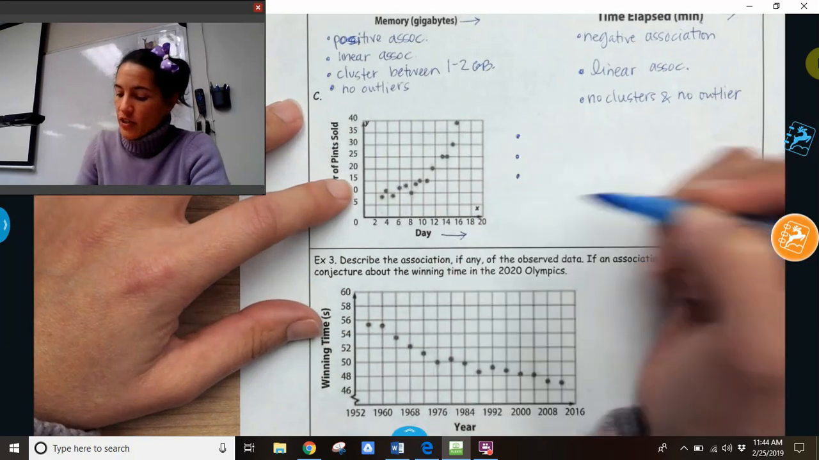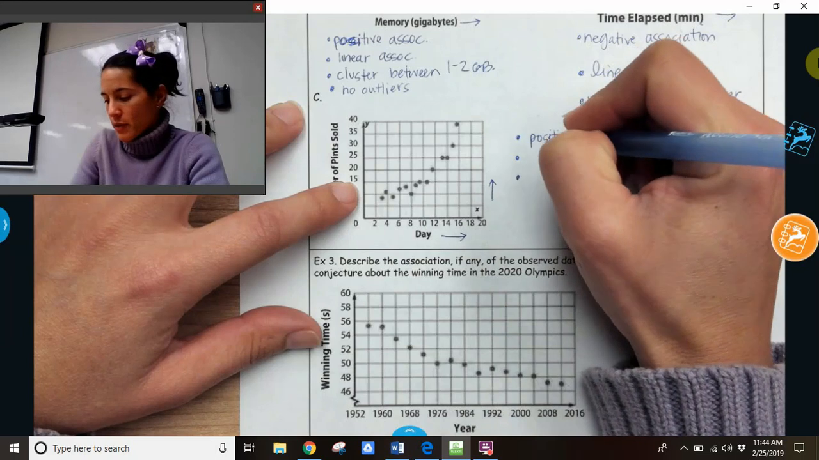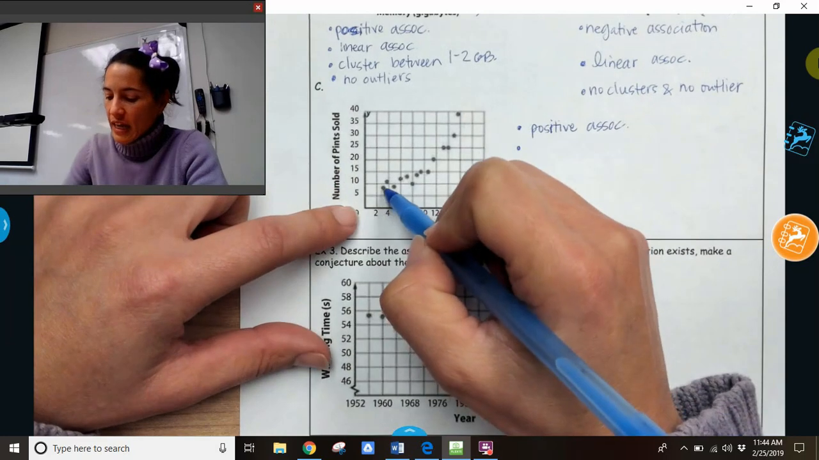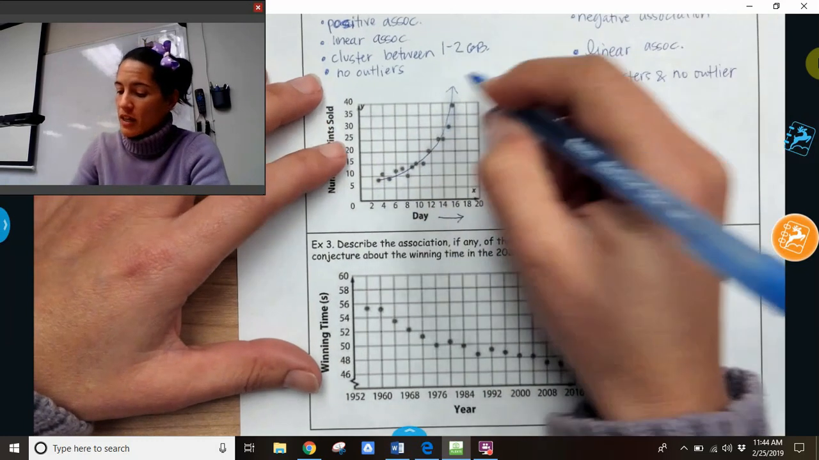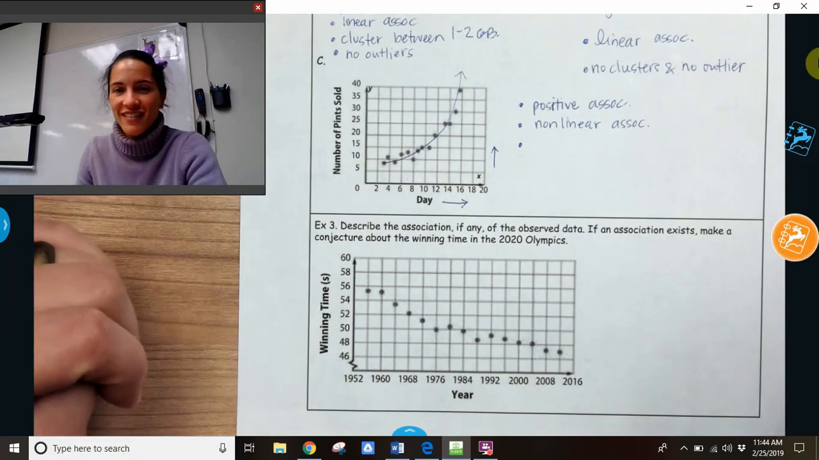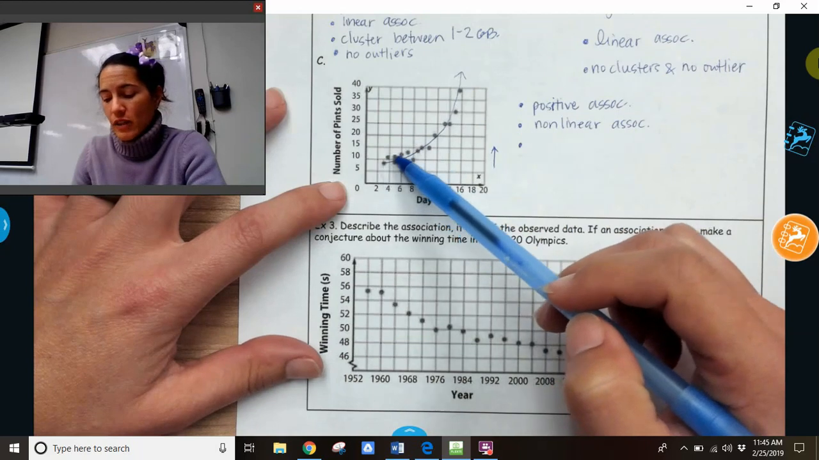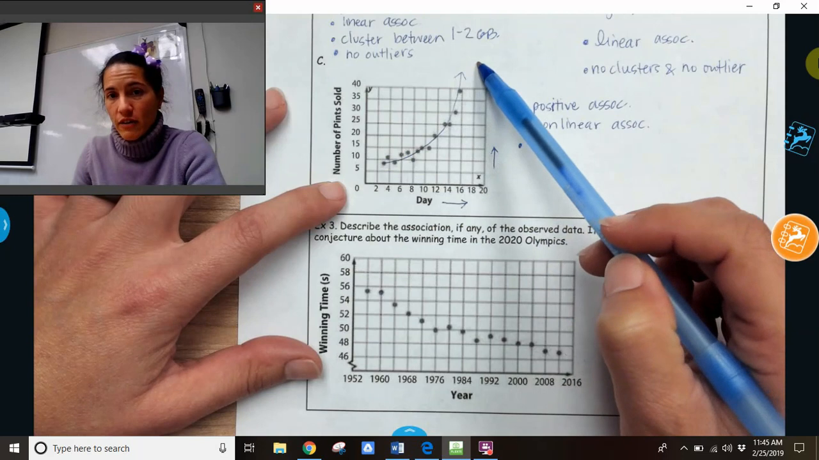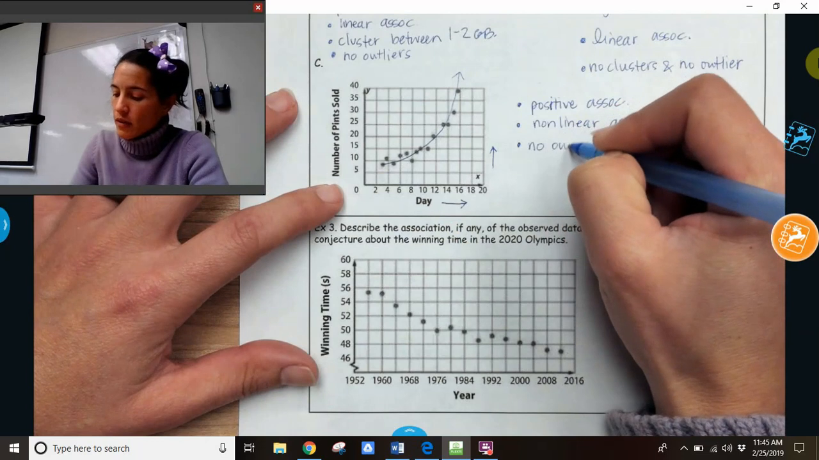So first, my days are increasing and my number of pints are increasing, so it has a positive association. And it looks like my data actually follows, and I already told you, it follows a curve. It's not linear this time. It looks like it follows a curve, so it's nonlinear behavior, nonlinear association. And then clusters and outliers. Well, if you were to think this is an outlier, it's really not, because that's the way that the behavior of the data is going. It's going to just kind of keep increasing right there. So I would say no outliers.